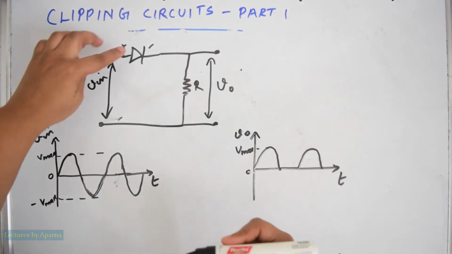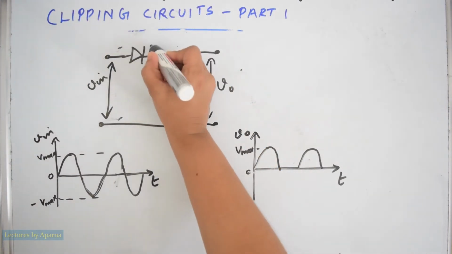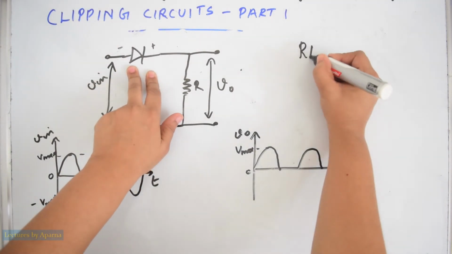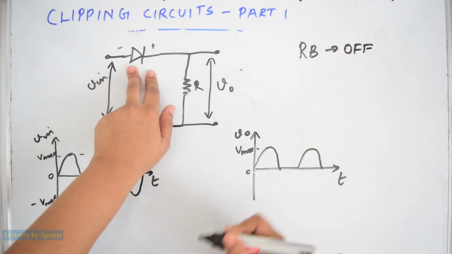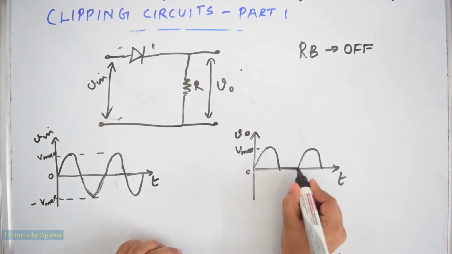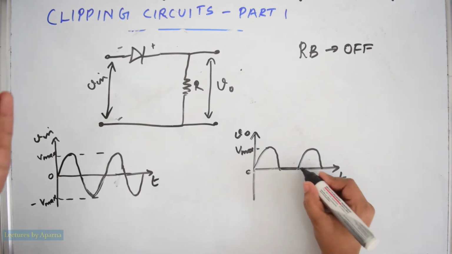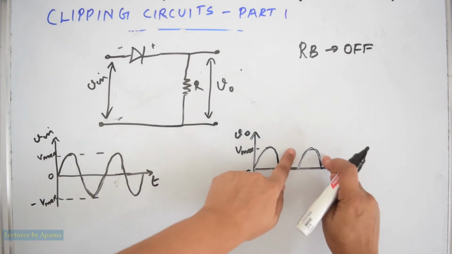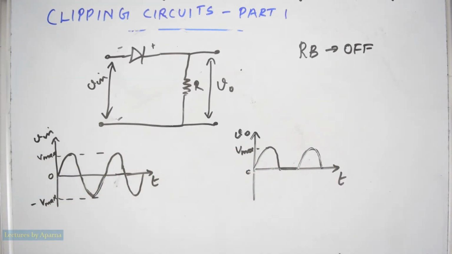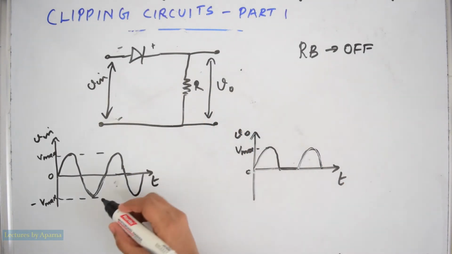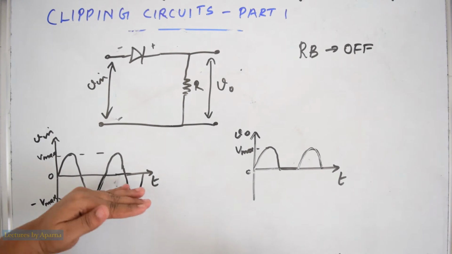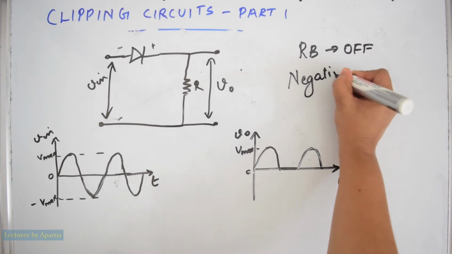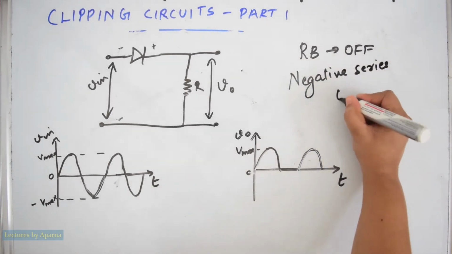And in the negative half cycle, what happens? The anode is negative compared to the cathode, so the diode will be reverse biased, that is, it will be off. When the diode is off, the output voltage will be 0. Again in the next positive half cycle, this diode will conduct and the input signal comes at the output. In this way, this circuit is clipping the negative half cycles. That is, the negative half cycles are being clipped here, and hence it is called a negative series clipper.